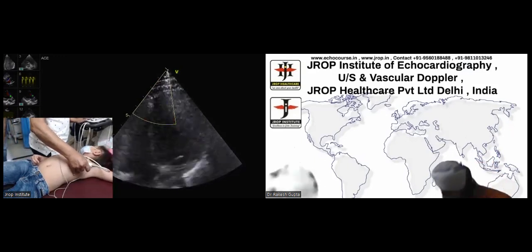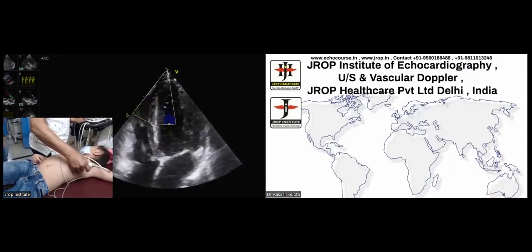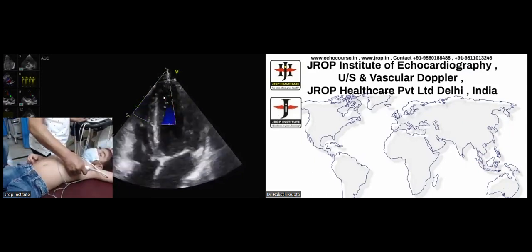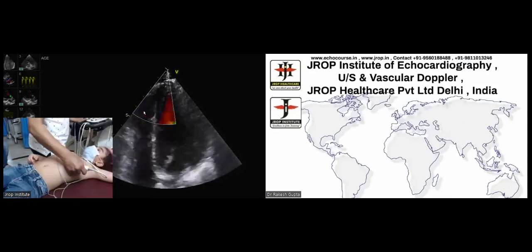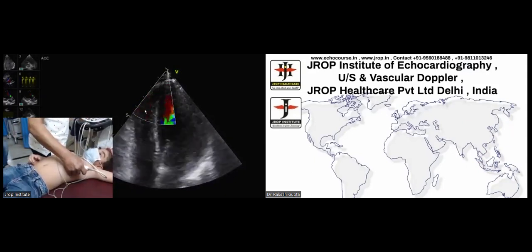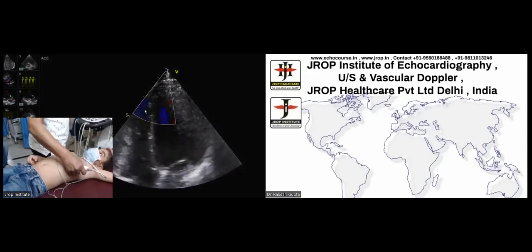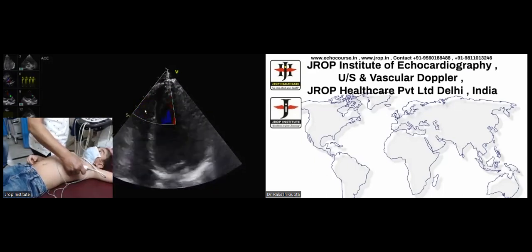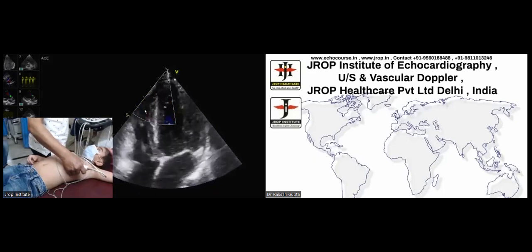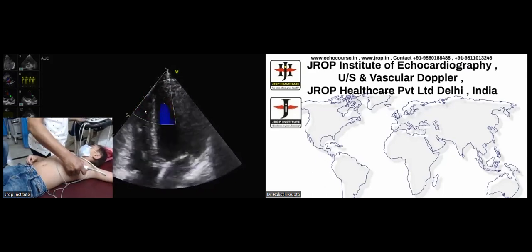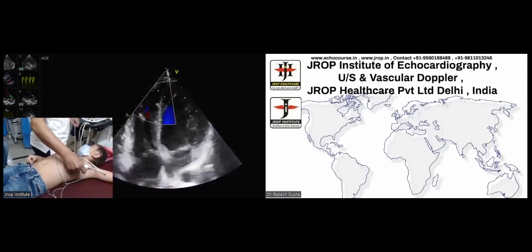And I'm focusing on my apex. In this focusing, if there is a VSD in apical segments, we'll be able to see apical VSD. So perimembranous, short axis window, 4-chamber window, 5-chamber window, and 6 is apical window. And if you can't see a VSD, possibly there is no VSD.